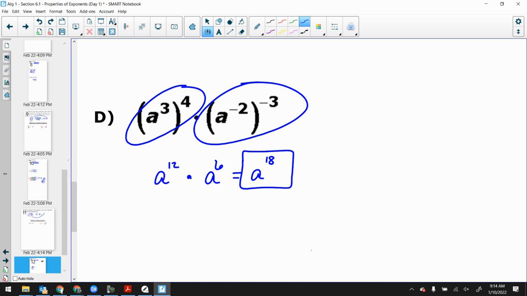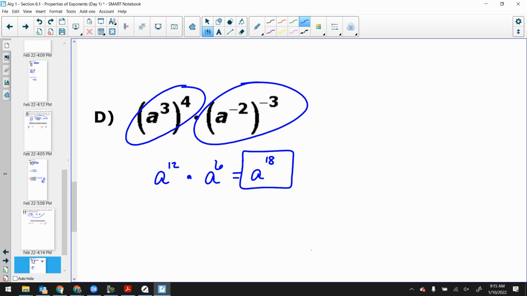Okay, so we're going to start creating a list for ourselves of all of these properties. Like we had a 0 property. Anything to the 0 power is 1. We had a negative exponent property. Any negative exponent, we shift it down or up, depending on where it was to begin with. We had our product property, where if we multiply with the same bases, we add the exponents. We had a quotient property, where if I'm dividing with the same bases, I subtract the exponents. And we have a power to power, which means we multiply the exponents.